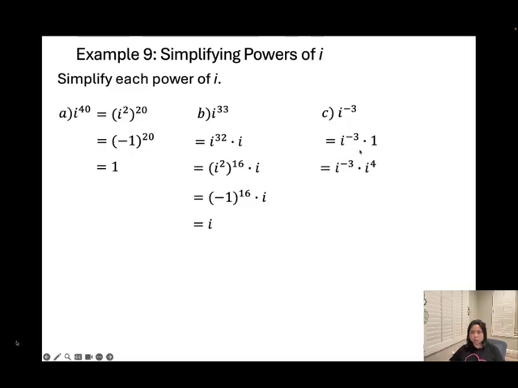So I'm going to change it to i to the power of 4, and then I could add it up. That's going to be equal to i. If you have a bigger number, for example a negative 6, you may want to make it like i to the power of 8. Okay? That's it.